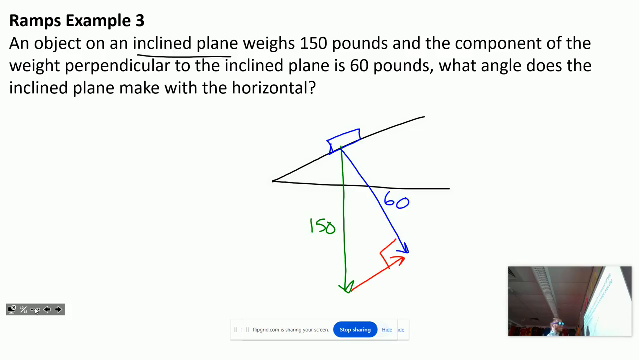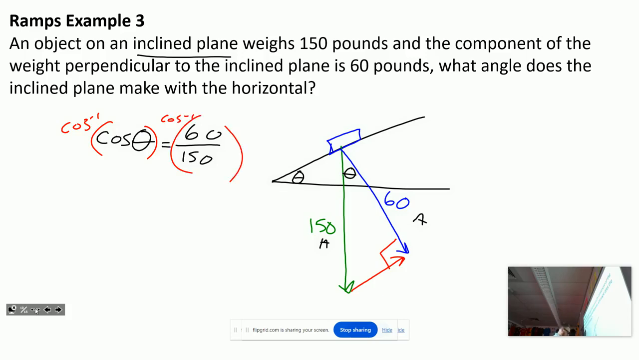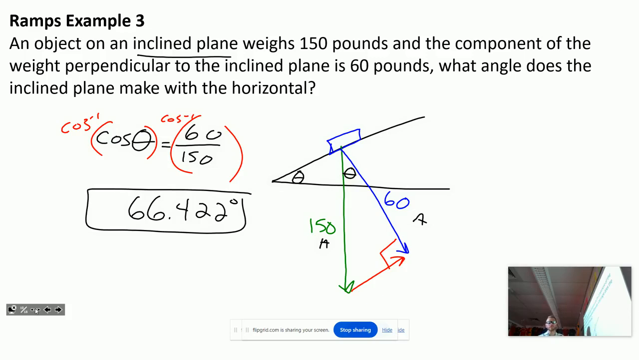The question now is, what is the angle of the hill? So that is theta. Again, we have a right triangle, but this time we're solving for an angle. Given my adjacent and hypotenuse, this is going to be cosine of the angle equals 60 over 150. So my unknown is the angle, so here I need to use cosine inverse. And when I do cosine inverse, I find a very steep hill, 66.422 degrees. All right. So these are your ramp problems. This is the general setup. It's going to look really similar each time, just solving for a different piece.